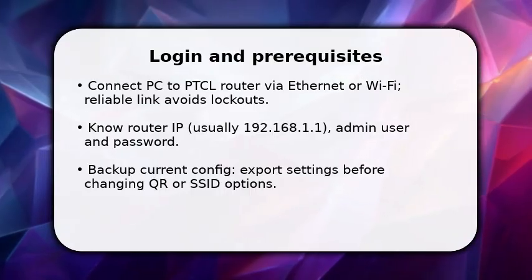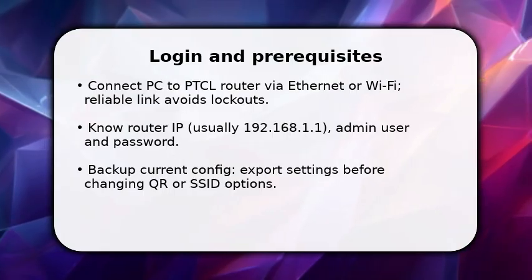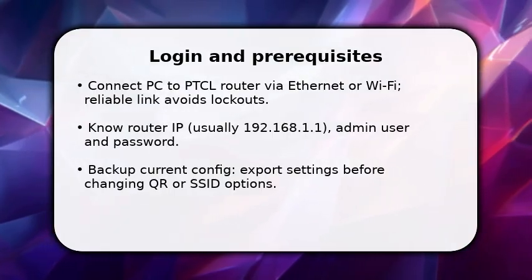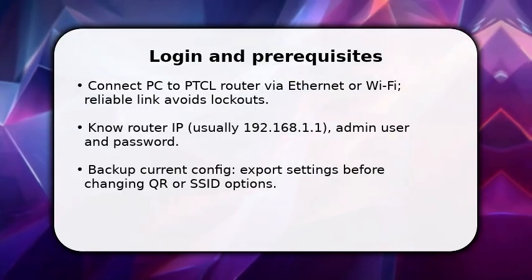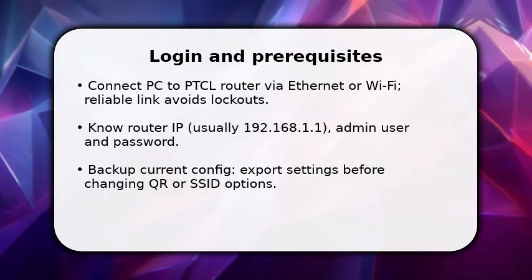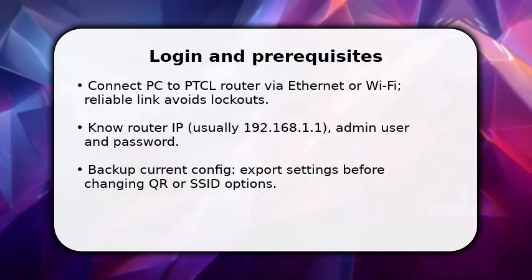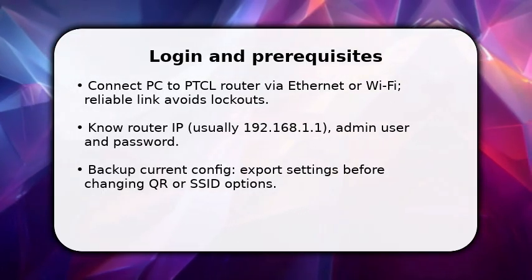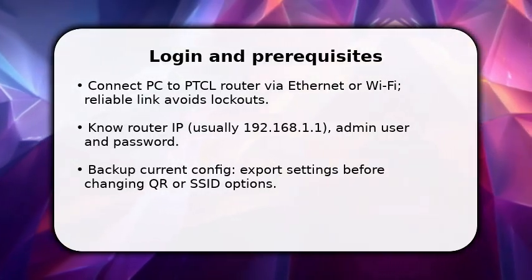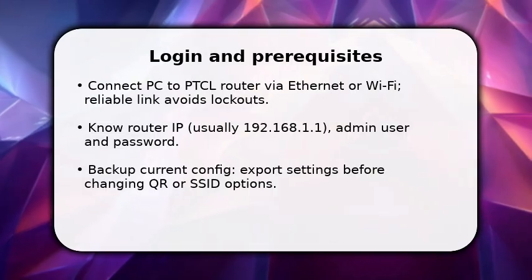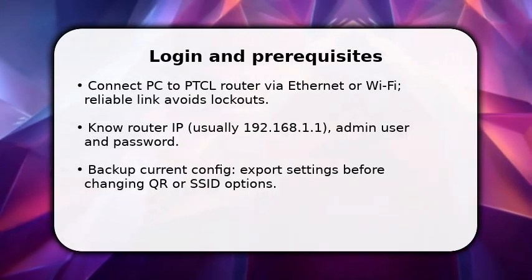You start by connecting to the Ptcl router from a laptop or desktop. Use Ethernet for stability. Once connected, open a browser and enter the router IP, commonly 192.168.1.1, and log in with the admin credentials. Make sure to export or save a backup of the configuration before you change anything. This protects you if a setting breaks.